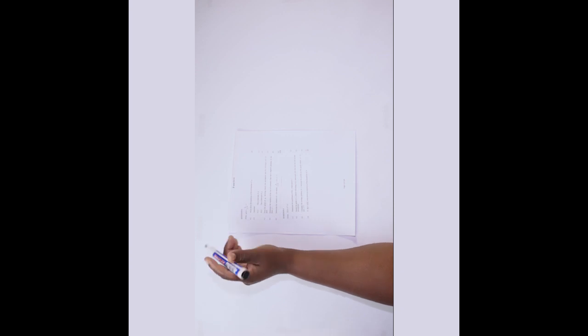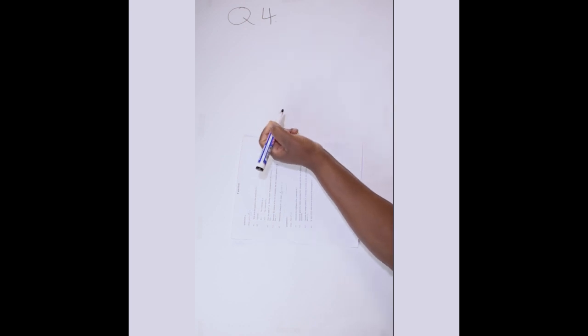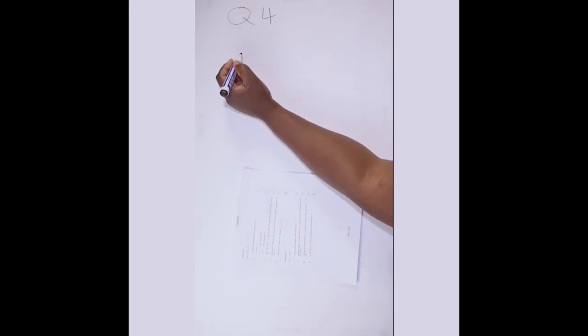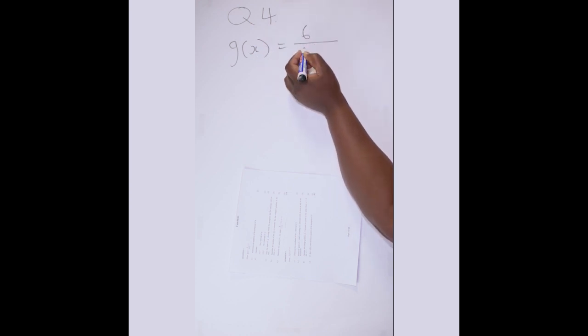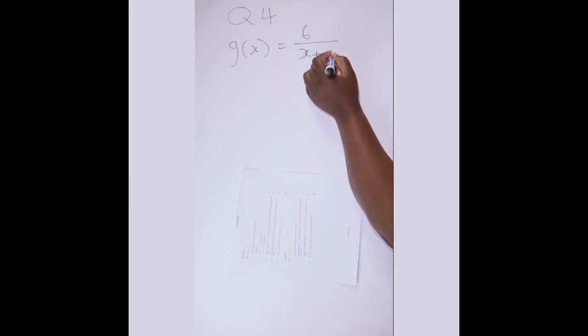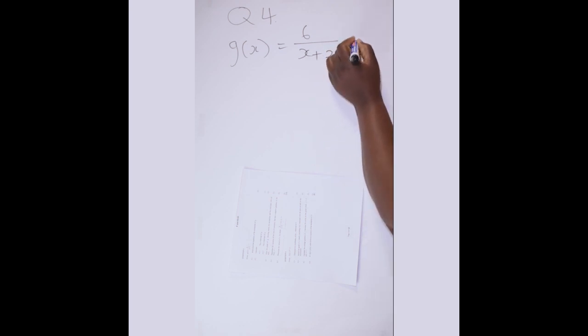So today we're going to start with one of the previous examination question papers, which is Question number 4. We are dealing with Question number 4, which is normally the question in any Paper 1 where you'll find functions. So the given equation was g(x) = 6 divided by (x + 2) minus 1.